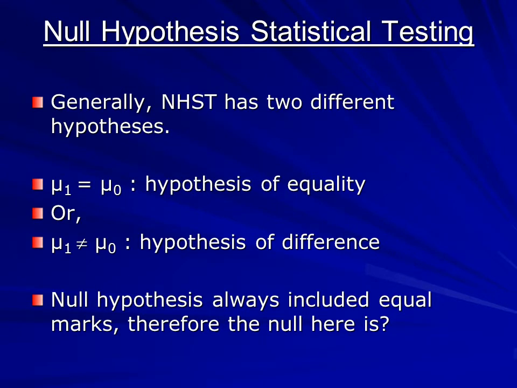So I'm going to refer to null hypothesis statistical testing, NHST. We've got the hypothesis of equality or the hypothesis of difference. Generally we assume equality to begin with. So we assume mu sub 1, the true population average, is equal to what the claim is. Or you can have the hypothesis of difference, where you assume that, no, it's not true: the true population average, mu sub 1, is not equal to mu sub 0. So the null always includes the equal sign. Therefore, the null is always going to be the hypothesis of equality.